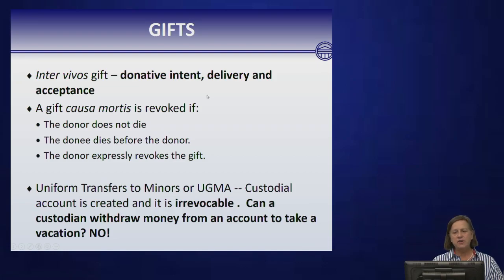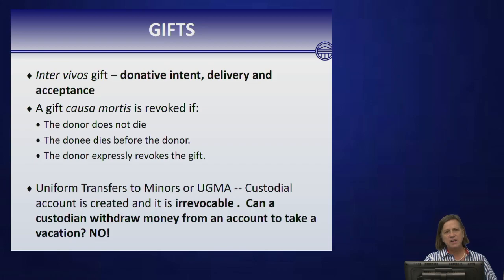Gifts. Know the elements of the gift. I bolded it here. Please remember these: donative intent, delivery, acceptance. There's one question on the final that requires you to remember that a gift causa mortis is revoked if the donor does not die, the donee dies before the donor, or the donor expressly revokes the gift.